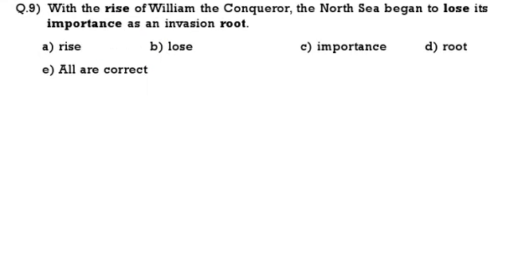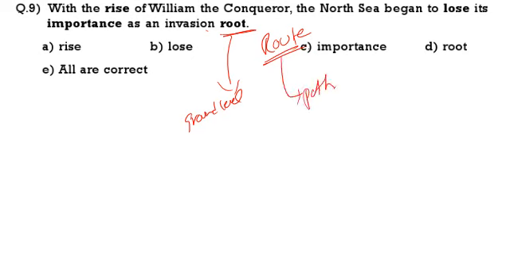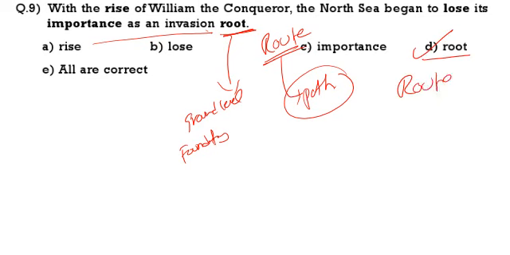With the rise of William the Conqueror, the North Sea began to lose its importance as an invasion route. Root means ground level, that is not correct. Here we have to use route, R-O-U-T-E. This is the appropriate word. Route means path. Here root means foundation, that is not correct. We are talking about one important route or one important way or one important path. So we should use route.